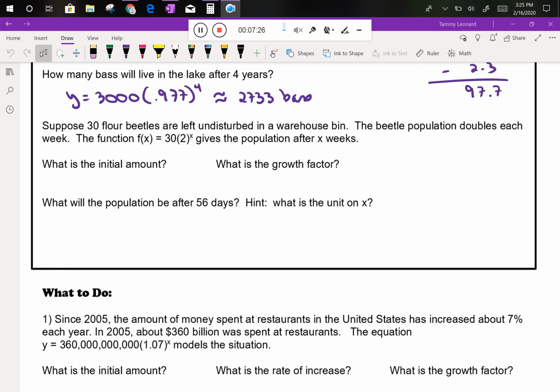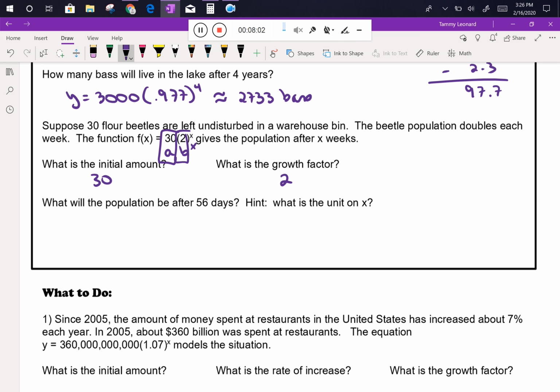Suppose 30 flower beetles are left undisturbed in a warehouse bin. The beetle population doubles each week. So the function f of x equals 30 times 2 to the x gives the population after x weeks. All right, we're asked what's the initial amount? Well, there were 30 flower beetles in there. The growth factor is 2 because that's the b value if we're thinking of this as y equals a b to the x. Now, if I wanted to ask what's the rate of increase, well, it's doubling, so there's twice as much. It's like 200%.